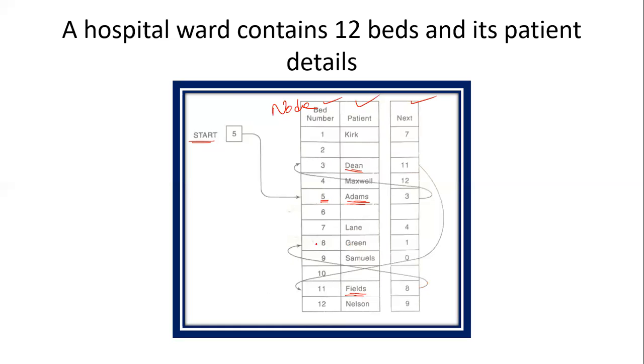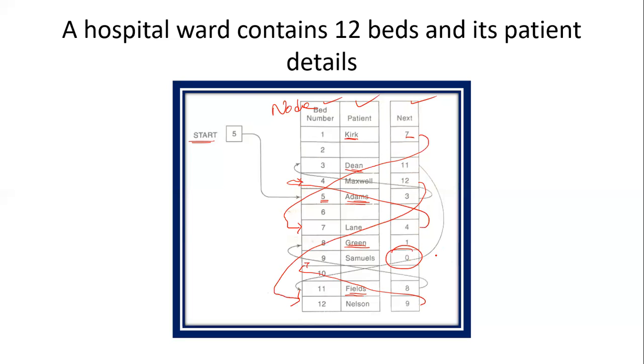Then it connects to 8. In 8, you have Green. Then node 8 connects to 1. In node 1, you have Kirk. And 1 links to 7. Then 7 to 4, then 4 to 12, then from 12 to 9. In 9, you can see that we have reached 0, which is the end of the list.